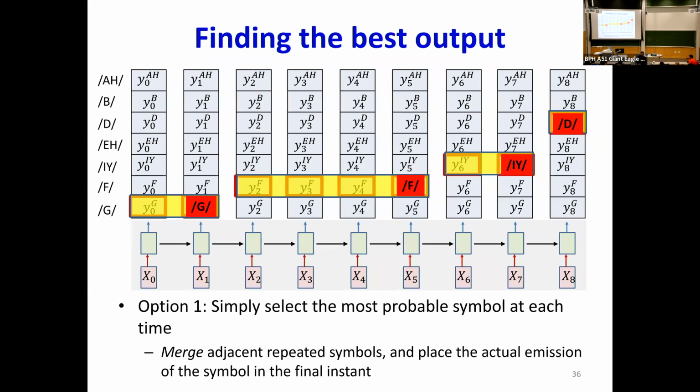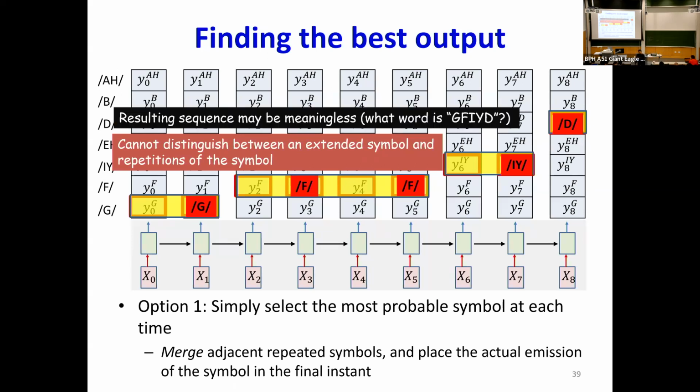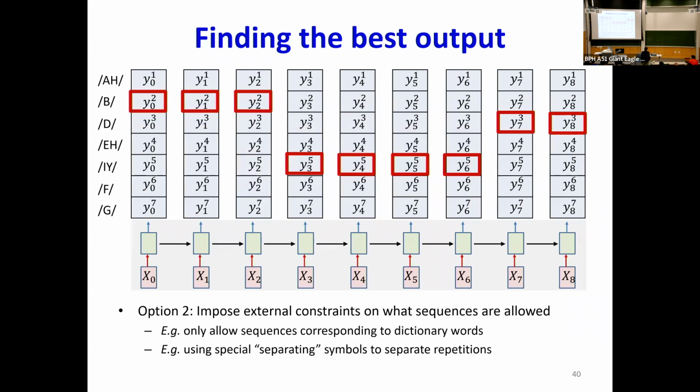What would be a problem with something like this? It does not exist in reality. There's no way for me to distinguish between two Fs and a single F, right? Because they're just going to become one long sequence of Fs. And so you have an issue, number one. And number two, this can be meaningless. What does it mean? You can impose external constraints. Say, I'm only going to look at sequences that represent valid words in my dictionary, but the whole thing still gets very complex. Yes, Akshay.